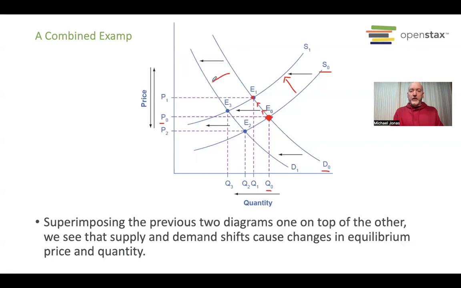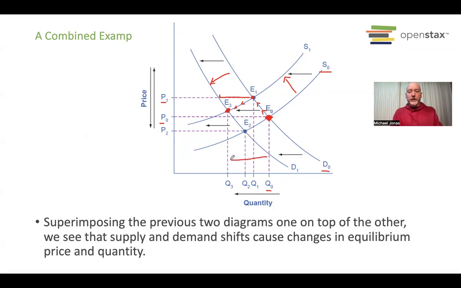And then stack on top of that the demand shift left from E1 will move along the new supply curve, decreasing demand, creating a surplus at the new price P1 and bringing down to that ultimate equilibrium here at E3. If you did it the other order, you'll end up in the same place, right? So if the demand shifted left first, we'd go from E0 to E2, then supply shifts from there, we'd go from E2 to E3.